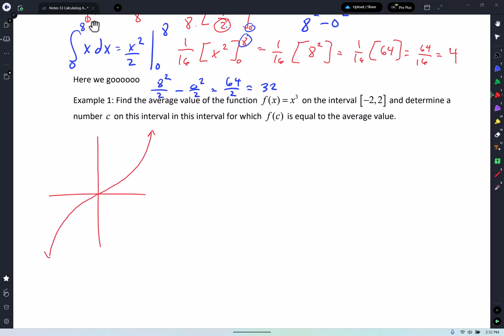Oh, okay, we're onto something. Let me erase this arrowhead because I can draw it again. All right, here's -2. Here's 2. Use your intuition. What's the average value between -2 and 2 of x cubed?